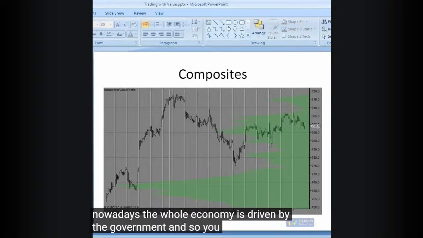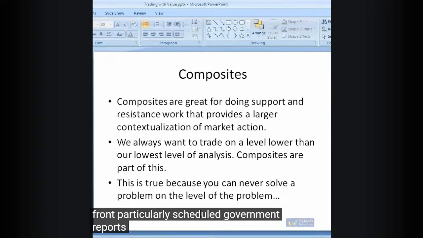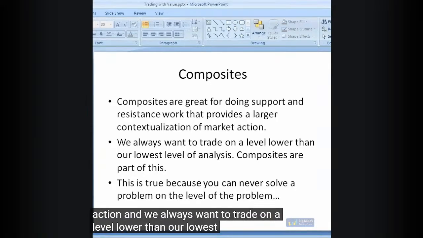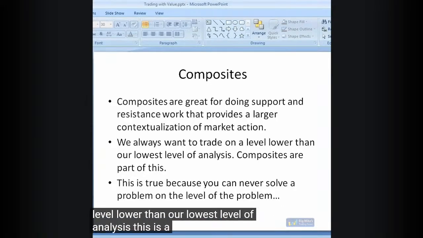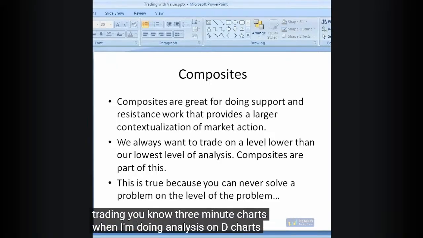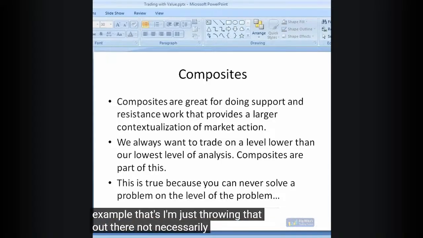And so you really need to know what's going on on the news front, particularly scheduled government reports. Composites are great for doing support and resistance work that provide a larger contextualization of market action. And we always want to trade on a level lower than our lowest level of analysis. This is an interesting principle. We always want to trade on a lower level than our lowest level of analysis. So I want to be trading 3-minute charts when I'm doing analysis on day charts, for example. I'm just throwing that out there, not necessarily any magic there, but composites are part of this.